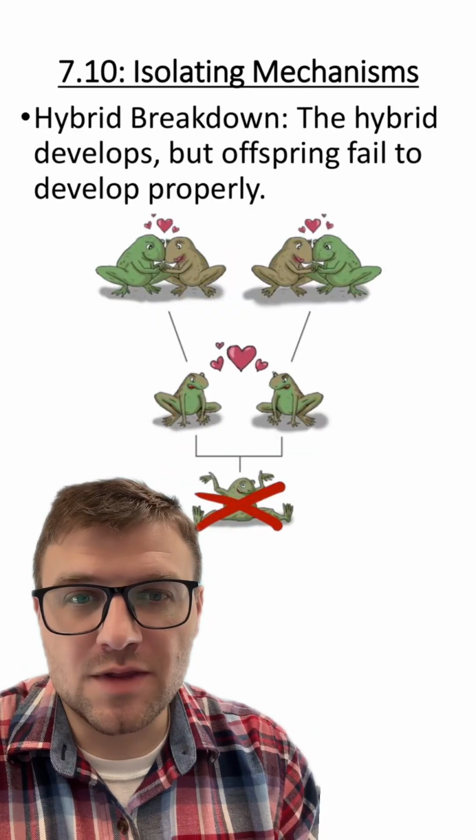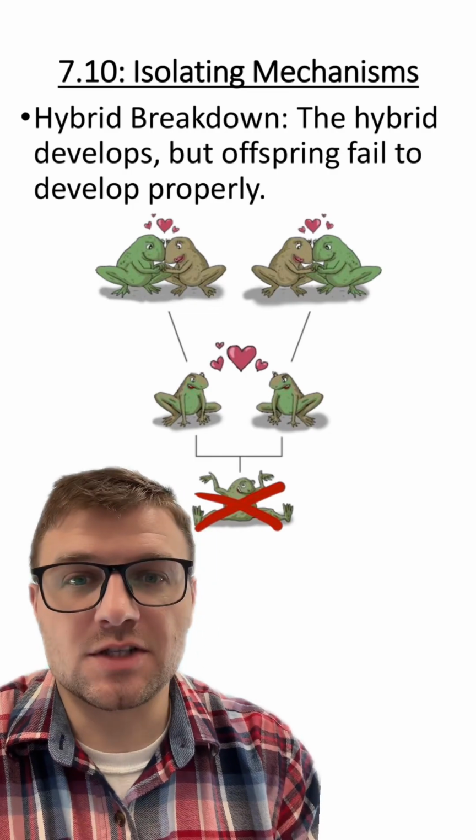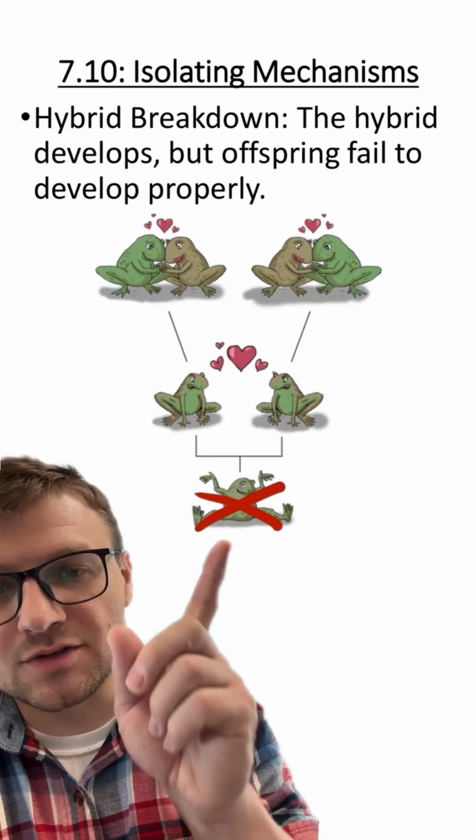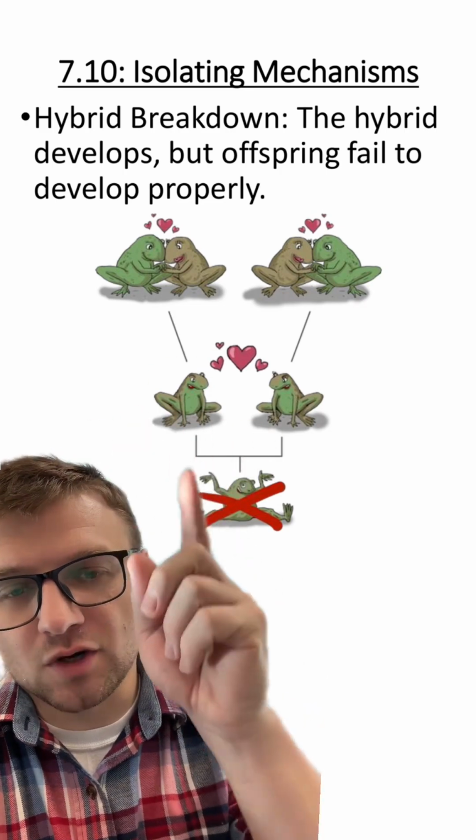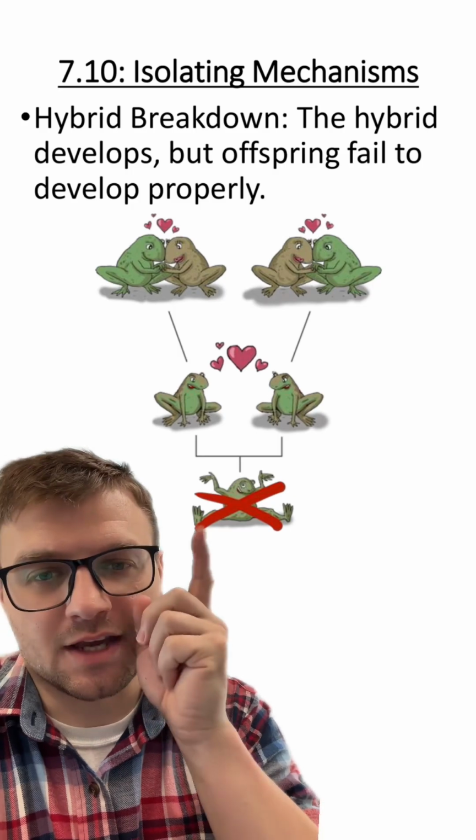Our last type is when the hybrid of two species develops, however, they fail to produce any viable offspring. As you can see here, again, the hybrids between these two groups of organisms are produced, but they just can't produce, again, fertile offspring.